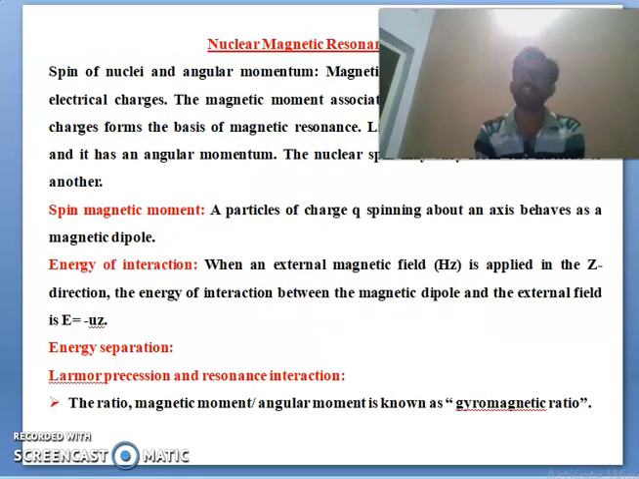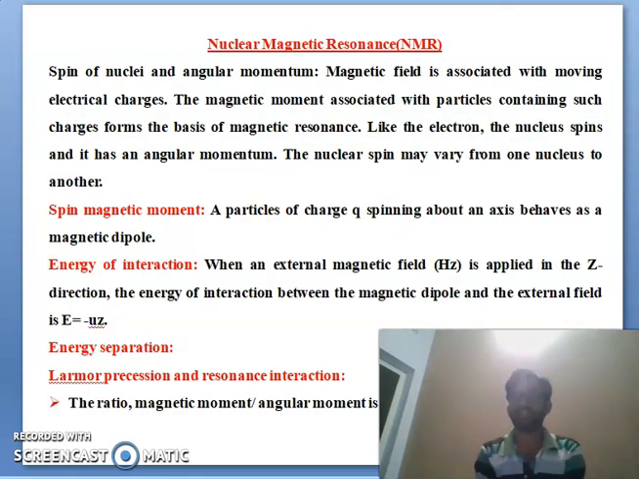Next you can see one of the important techniques in spectroscopy, NMR, nuclear magnetic resonance spectroscopy. So, spin of nucleus or angular momentum. The magnetic field is associated with moving electrical charge. The magnetic moment associated with particles containing such charge forms the basis of magnetic resonance. Like electrons, nuclei spin and have angular momentum. The nuclear spin may vary from one nucleus to another.